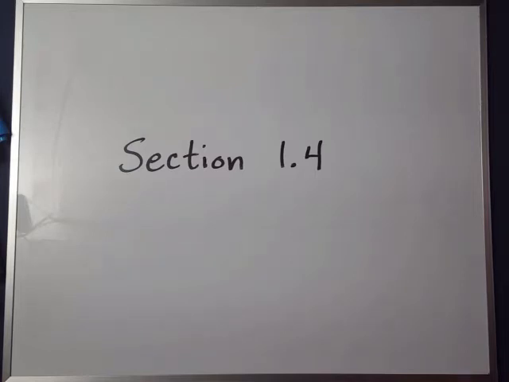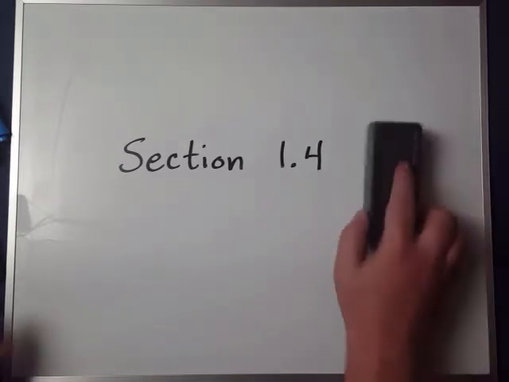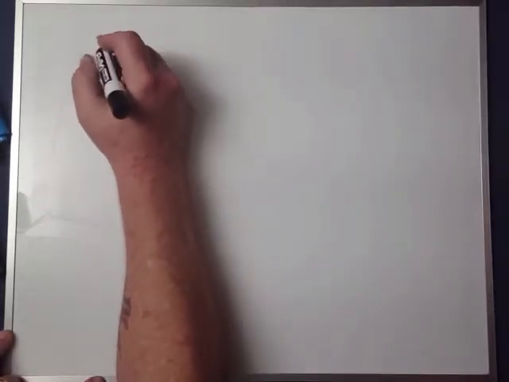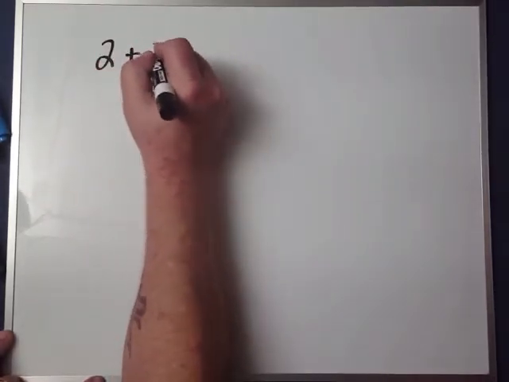Section 1.4, adding and subtracting real numbers. We're going to use the number line to describe how addition works. Let's start with one that's real simple. 2 plus 3.